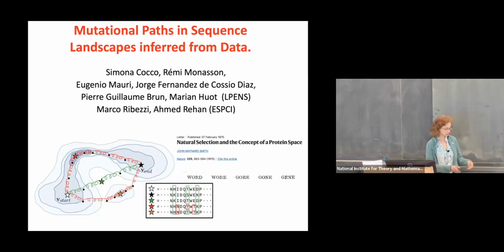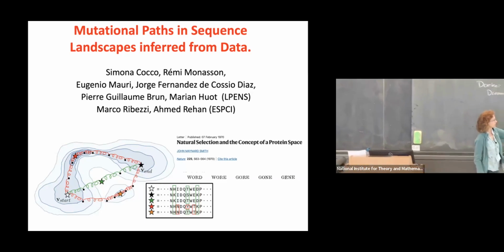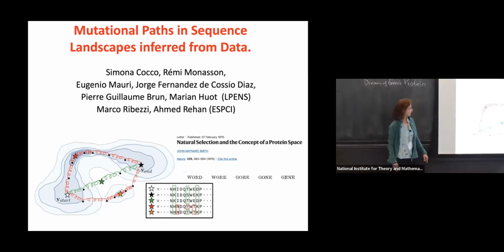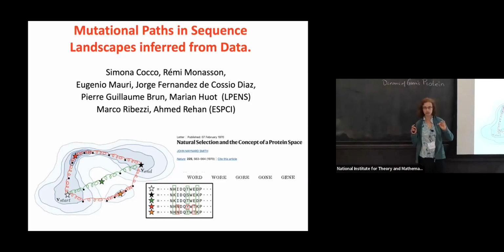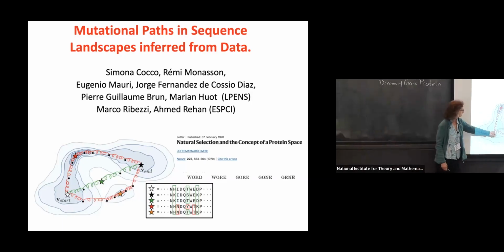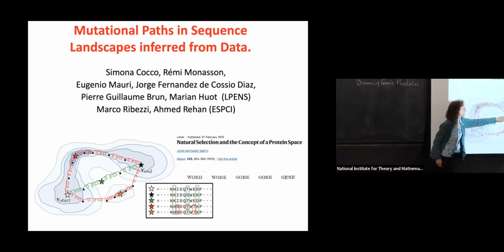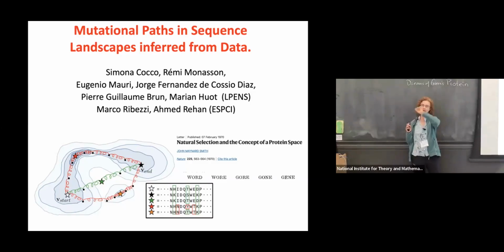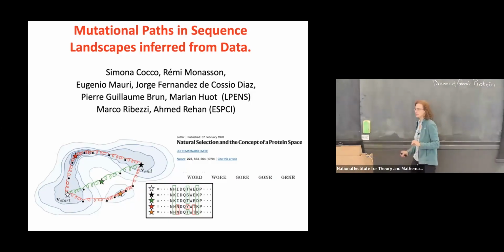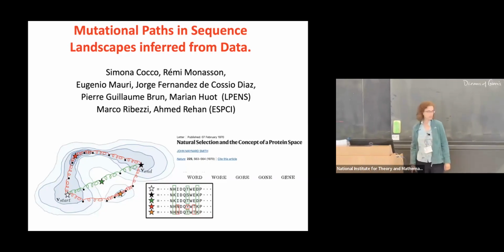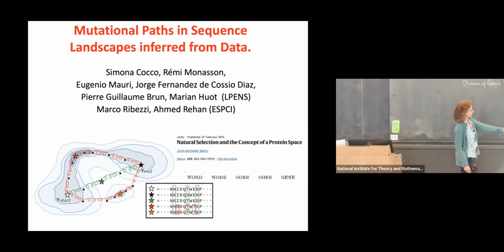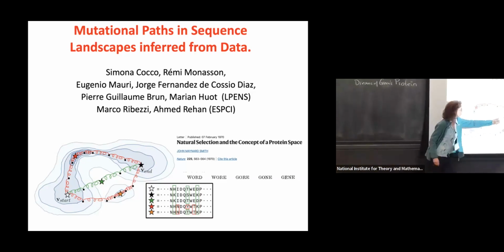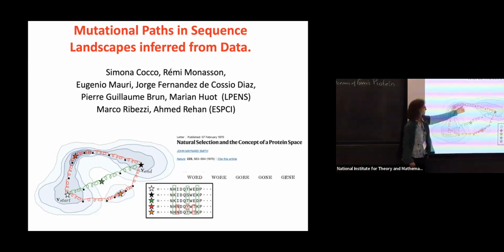So this is a picture of these paths we are designing. In the first part of the talk, we will anchor the starting and ending points to two real proteins, and then we design, so we invent, the other proteins such that they have a high fitness. And I've shown here three paths, three examples.